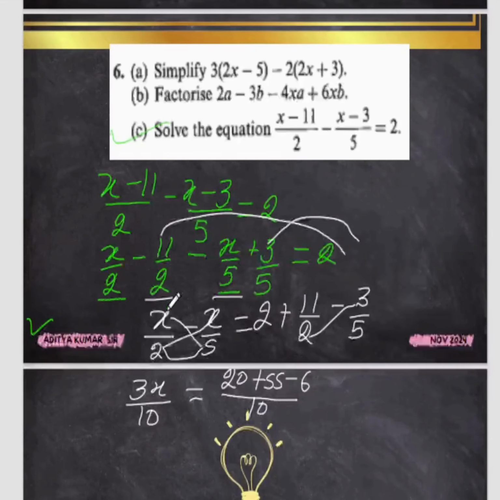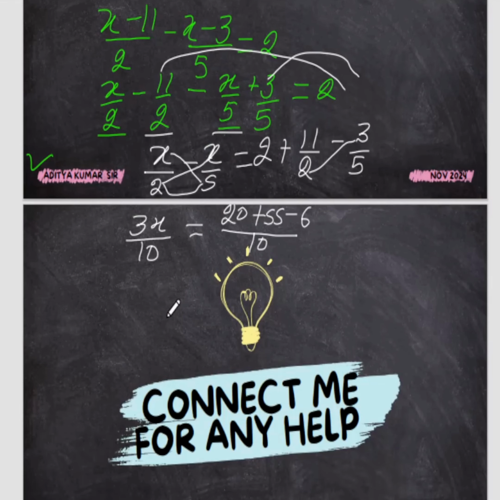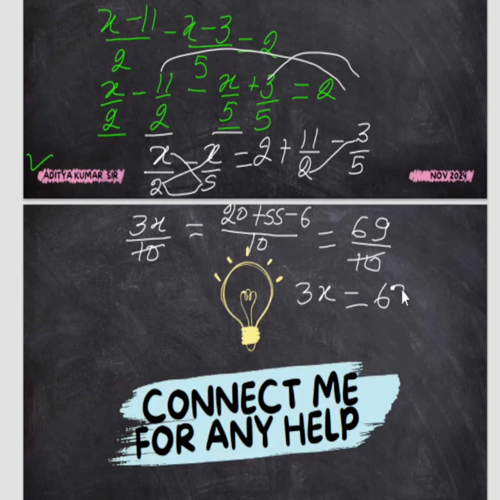Okay, so in this way we can solve. How can we solve this part? 55 plus 20, that is 75. 75 minus 6 is 69. So 69 upon 10. Now the 10 will cancel out on each side, so 3x equal to 69. So 3 will be divided on both sides, 3 twos are 6, 3 threes are 9, so x equals 23.